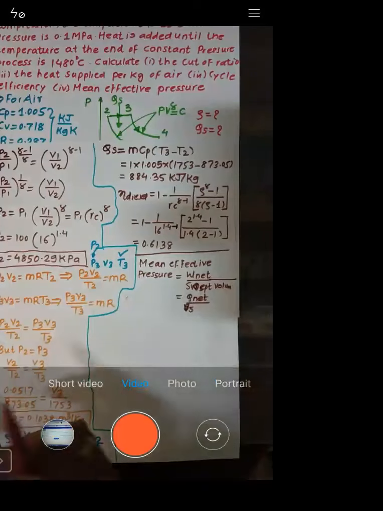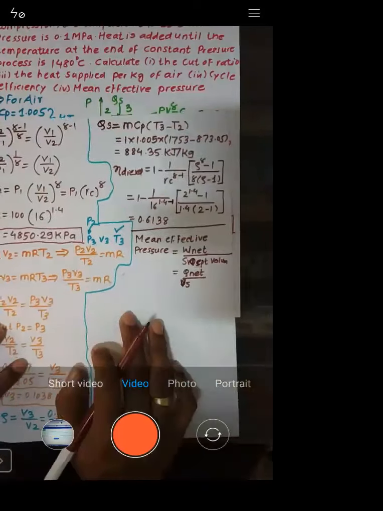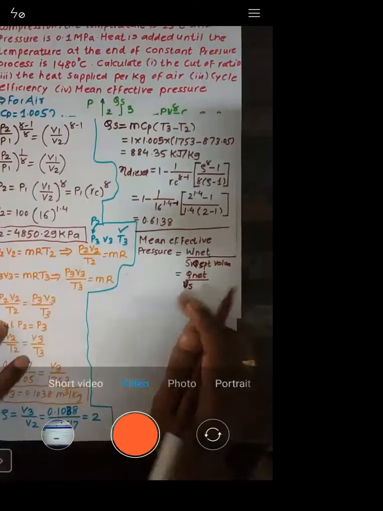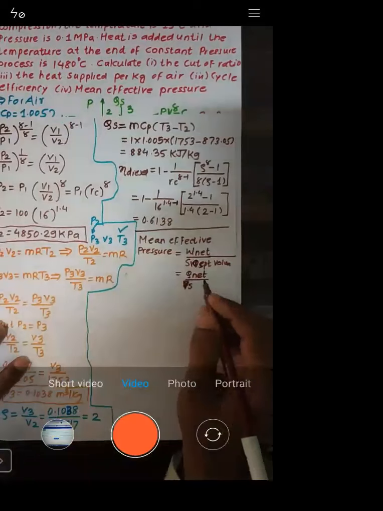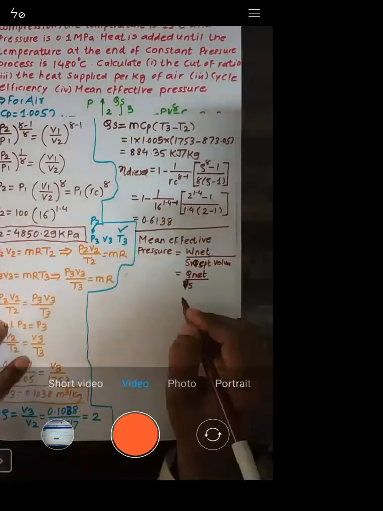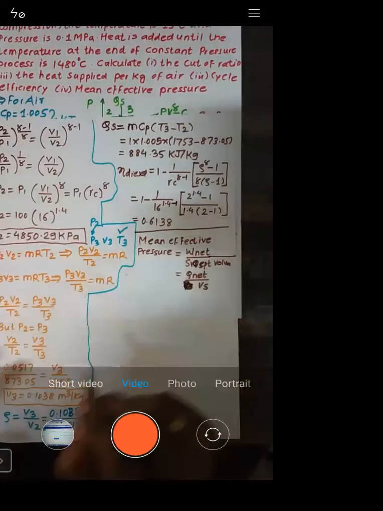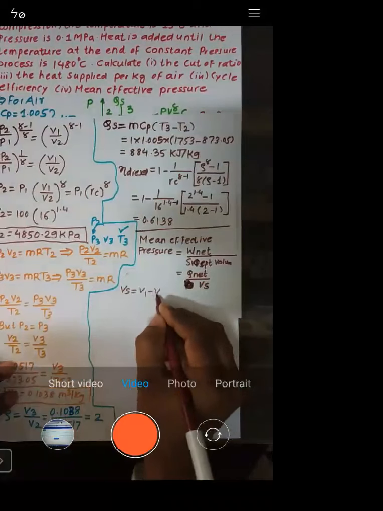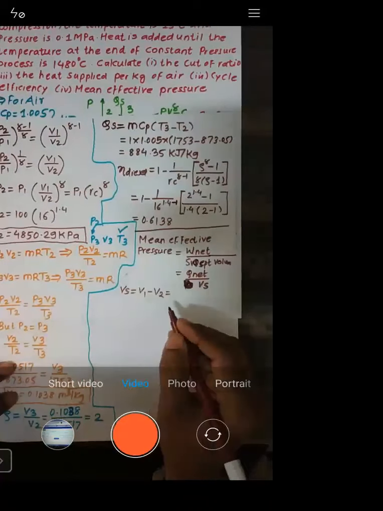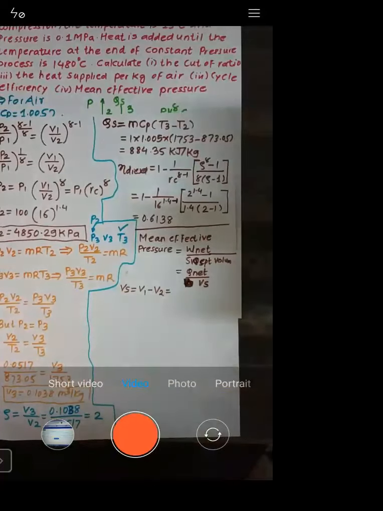Is that okay? Now see here, all of you. Now see how to get the mean effective pressure: net work upon swept volume. Swept volume I will indicate as VS. Now how to calculate the swept volume? Swept volume is nothing but the difference between V1 and V2, right?